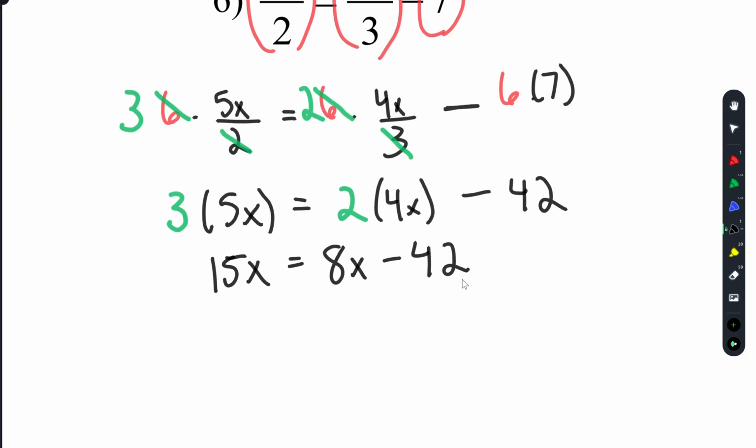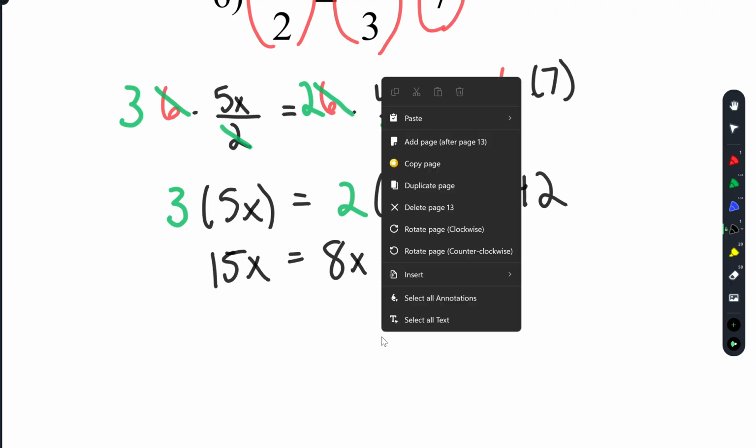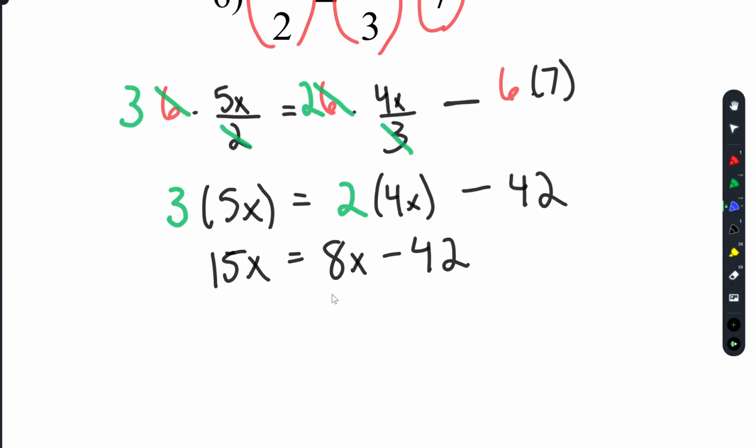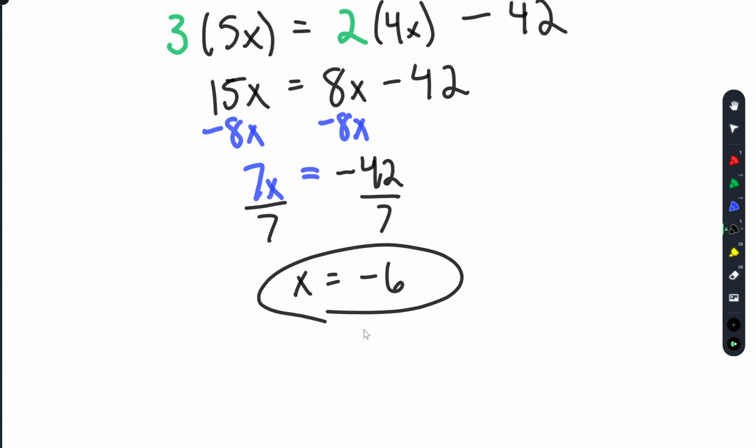So now it's more like a normal equation, not one with fractions everywhere. And you can subtract 8x from both sides. Same thing here. A little mistake you make is you drop the negative. Don't drop the negative. Just don't drop anything along the way. And then the grand finale, you divide by 7. So x equals -6 for your answer.